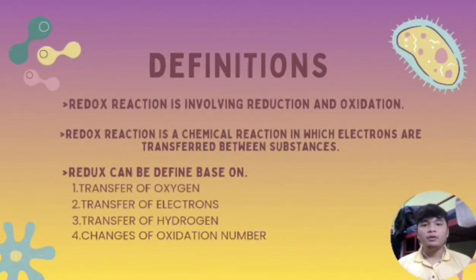Now, let's talk about the redox definition. A redox reaction is a chemical reaction involving both reduction and oxidation. It occurs when electrons are transferred between substances. A redox reaction can be defined in four key ways. First, transfer of oxygen. Second, transfer of electrons. Third, transfer of hydrogen. And fourth, change in oxidation number.